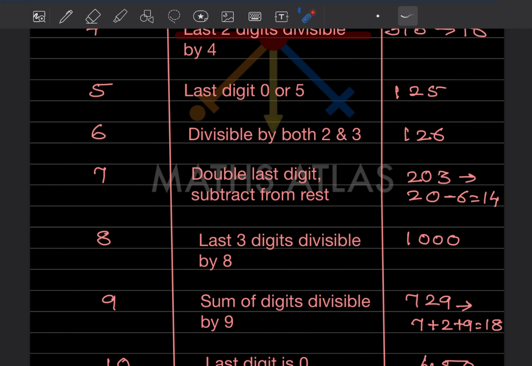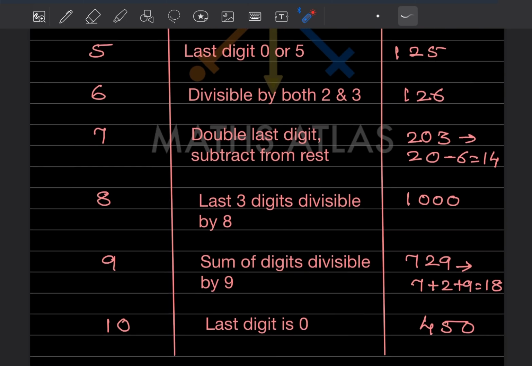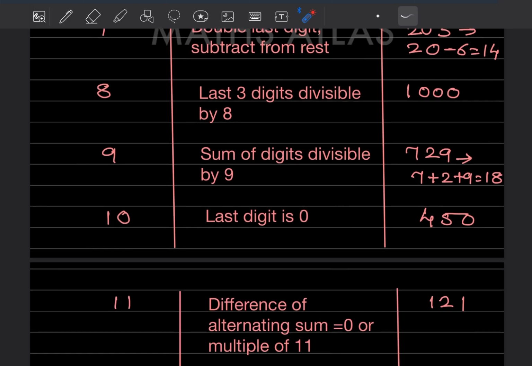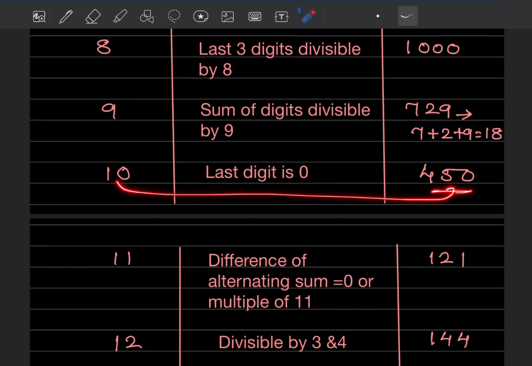1000 can be divisible by 8. For 9, the sum of digits should be divisible by 9. If you take 729, 7 plus 2 plus 9 is going to be 18, which is divisible by 9. For 10, the last digit is 0. So here it will be 0 always, and this number is divisible by 10.